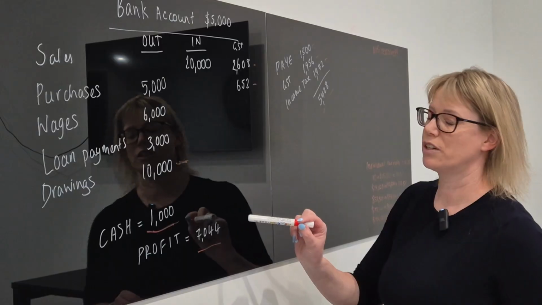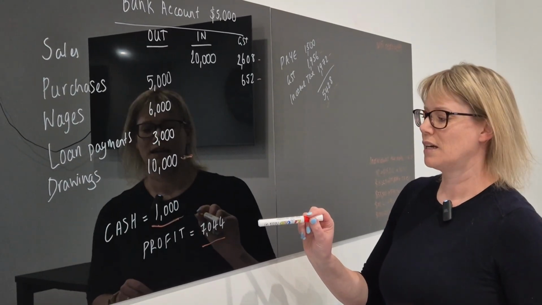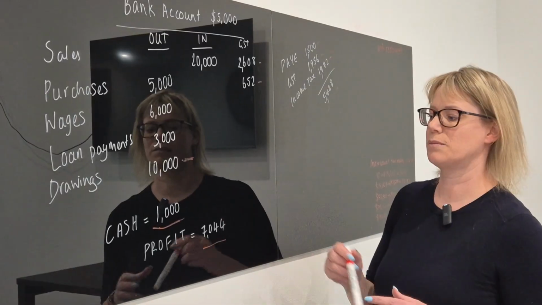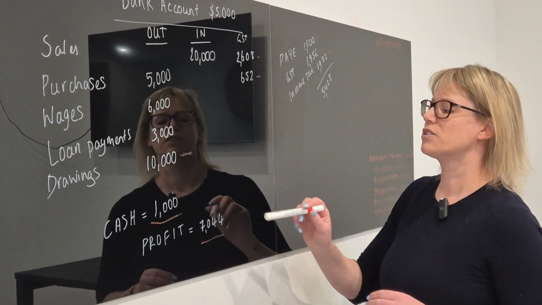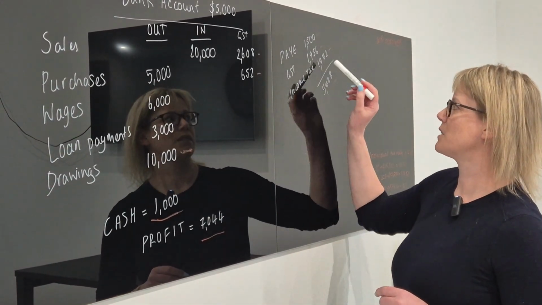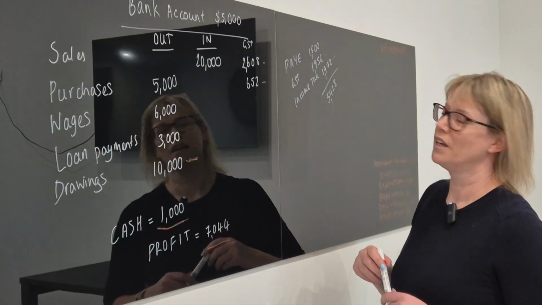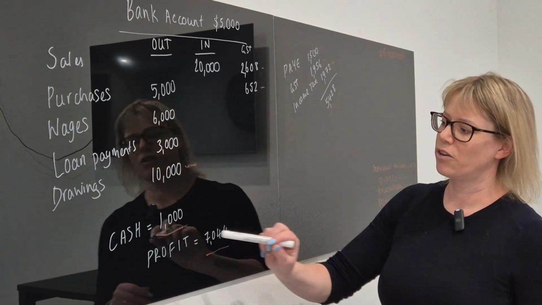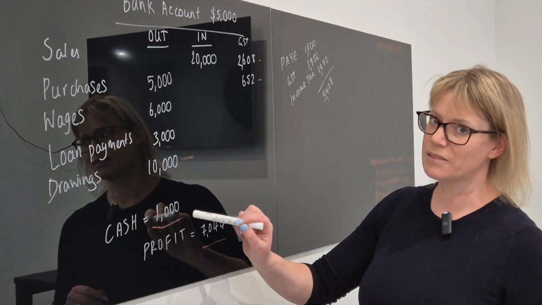So with that profit, you need to pay income tax. Let's just say that it's a company and we're keeping it all in the company. It's not being shared to shareholders. So you're going to be paying income tax of 1972. So all of these taxes together come to 5.5 grand, but you've only got cash of $1,000.